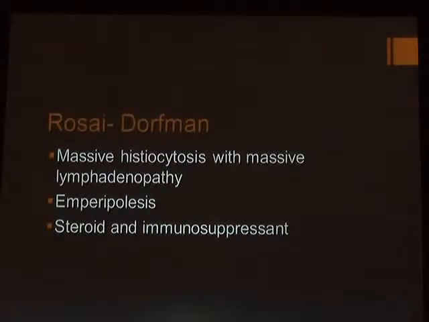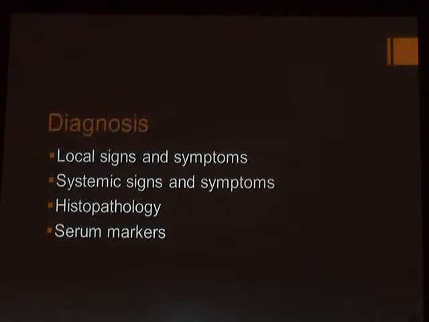Rosai-Dorfman is another disease which presents as an orbital mass lesion, and there's massive histiocytosis with lymphadenopathy. And typically the histopathology shows a characteristic called emperipolesis, with the histiocytes eating up the polymorphonuclear leukocytes, the phagocytosis of that. And the treatment is steroids and immunosuppressants.